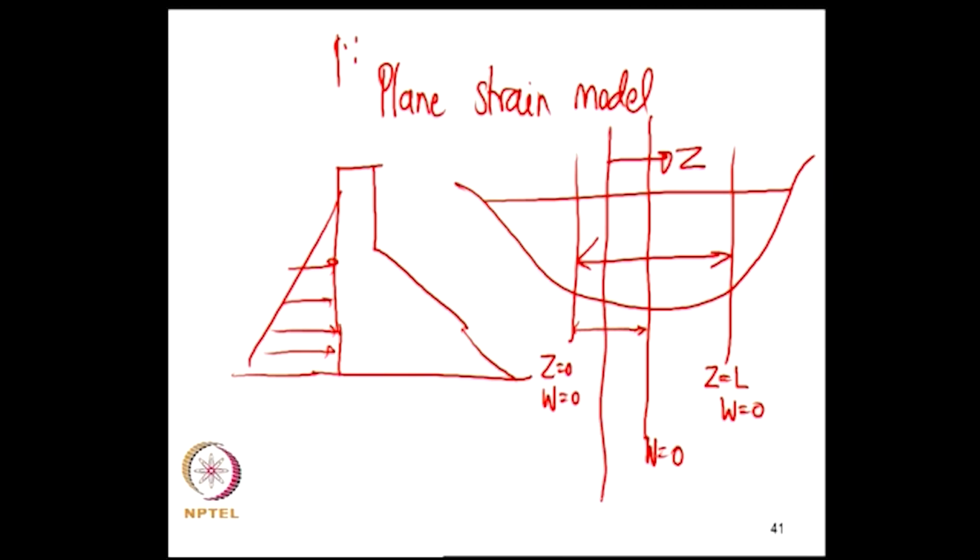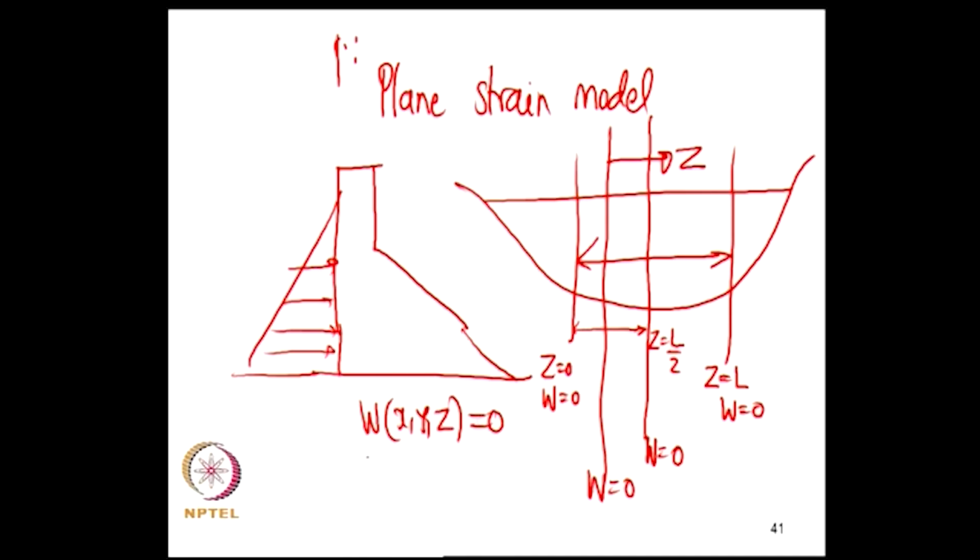And consider the quarter point. Again the same logic: at z equal to 0 and z equal to L by 2, w is 0. Now the object is again symmetric about z equal to L by 4, boundary conditions are the same, loading is the same, and so on, so I get w equal to 0. So in this model, by repeatedly using this argument, we postulate that w of x, y, z is 0.